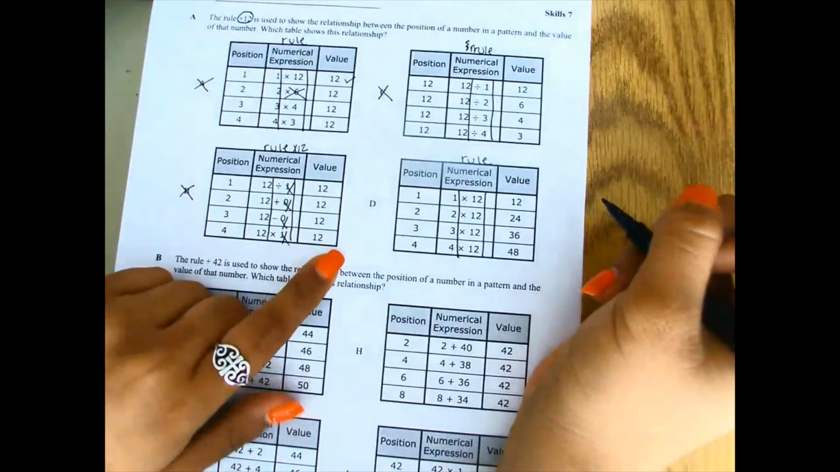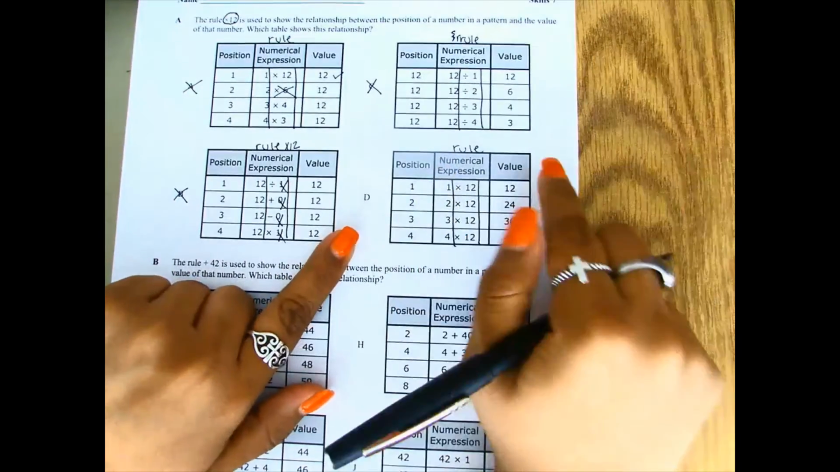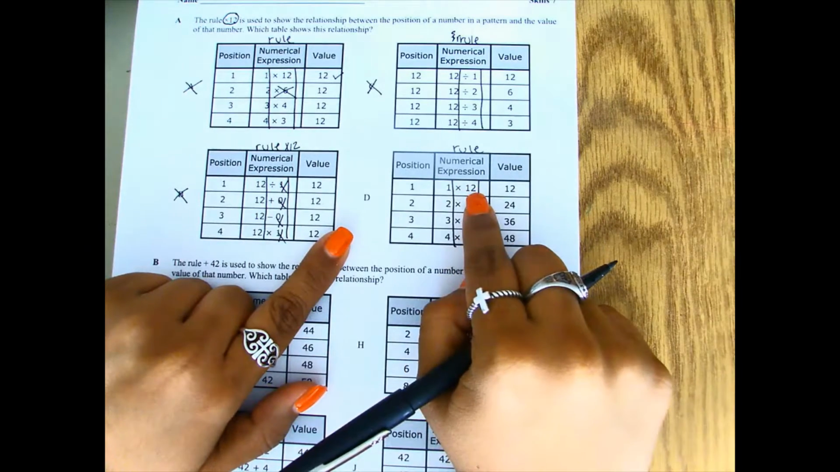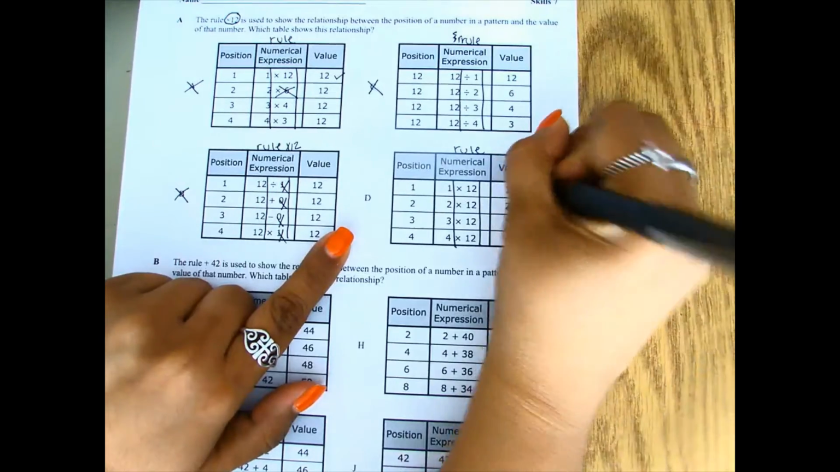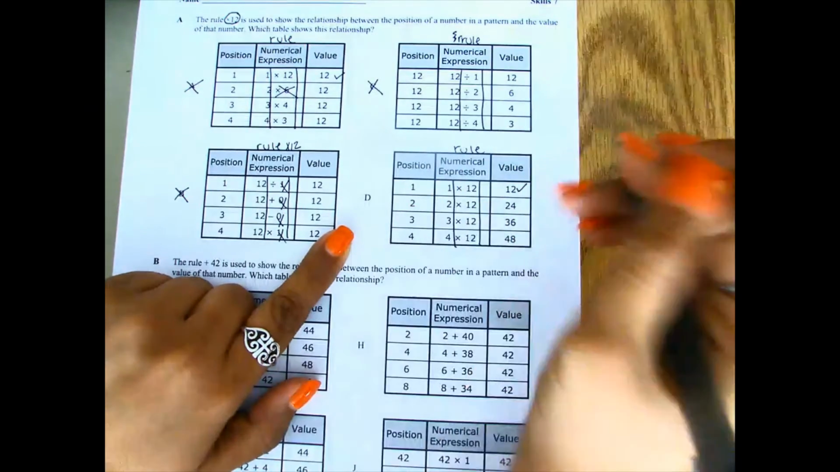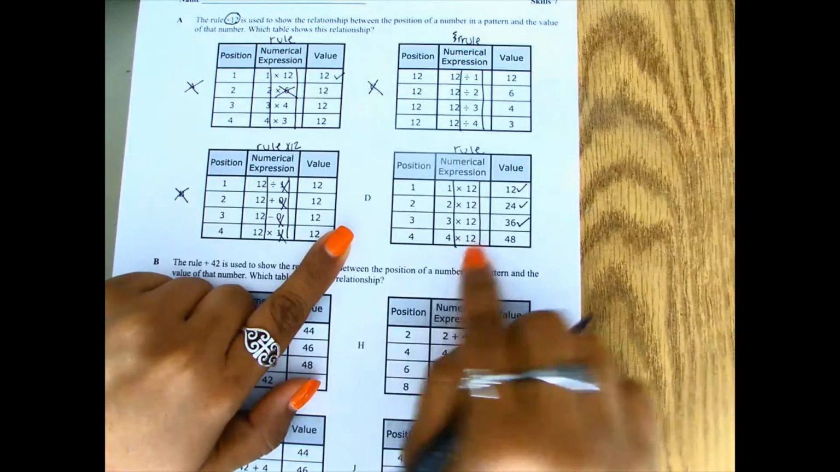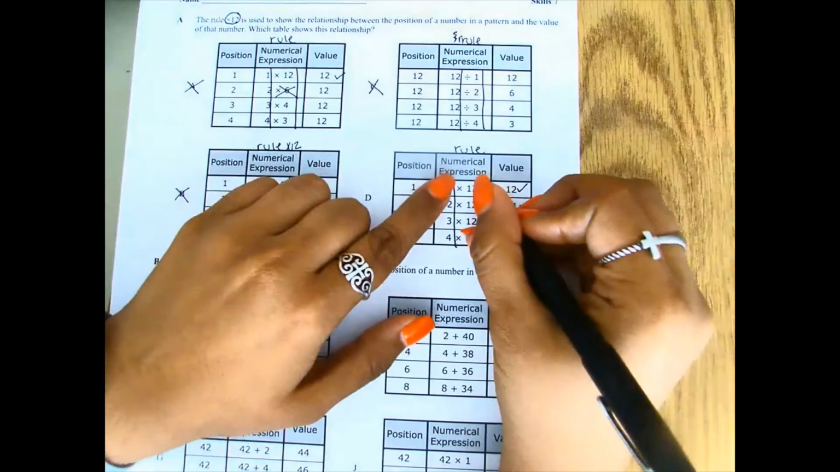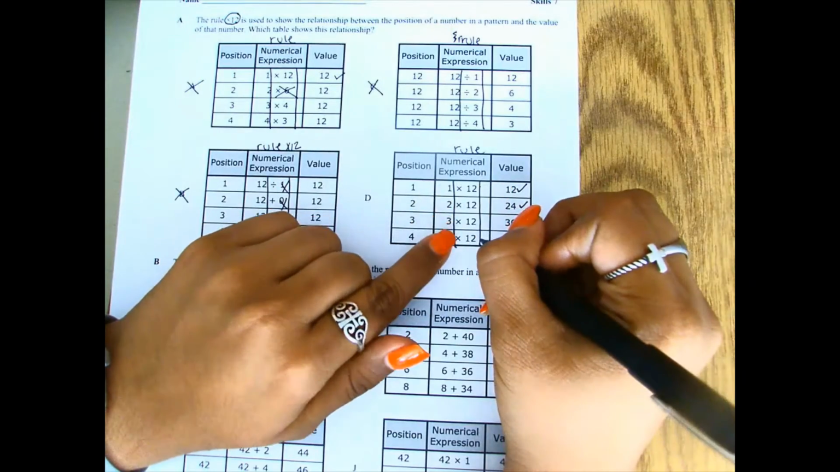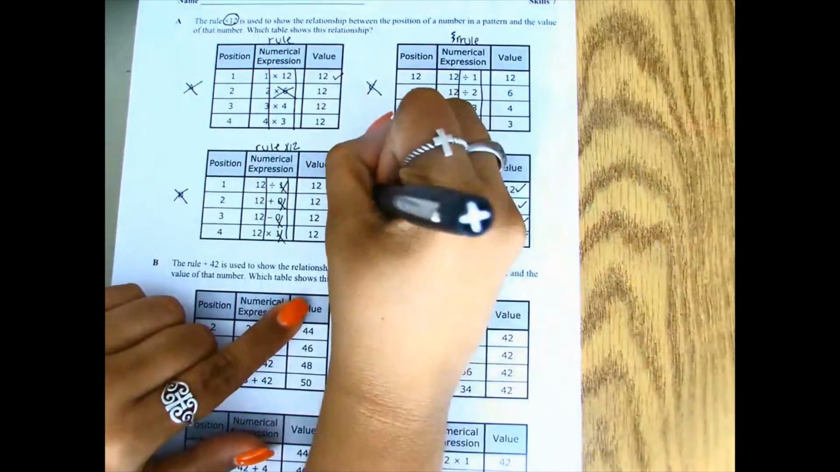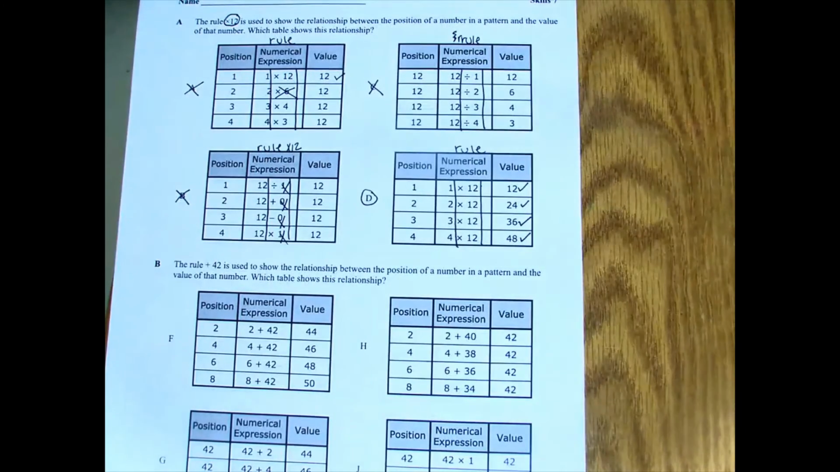Now I'm going to look at letter D. My positions seem correct. My values seem correct. Now let's look. I have 1 times 12. Does that equal 12? Yes. 2 times 12? That's 24. 3 times 12? That's 36. 4 times 12? That is 48. And look, my rule stayed consistent throughout. Each position followed the same rule. This is the only answer that makes sense.